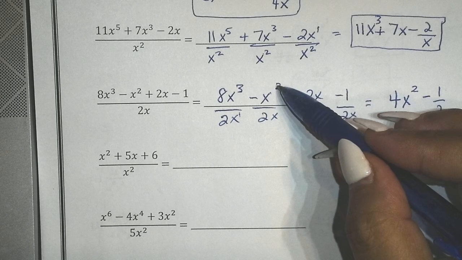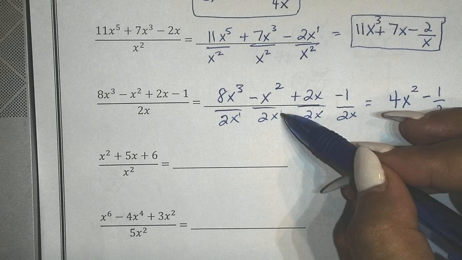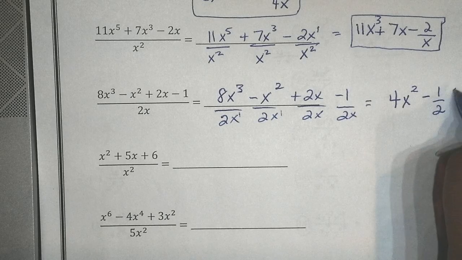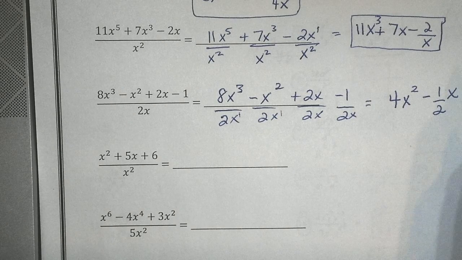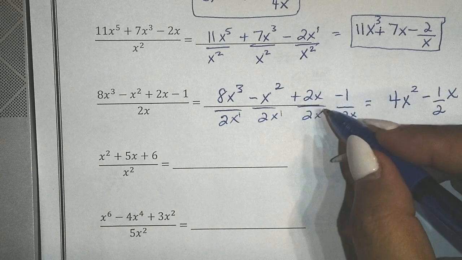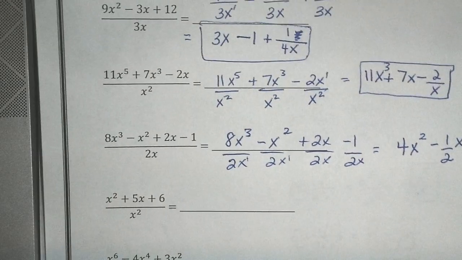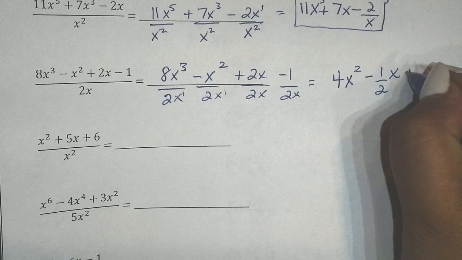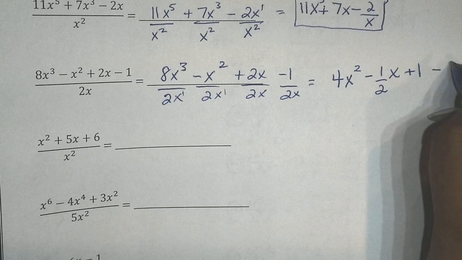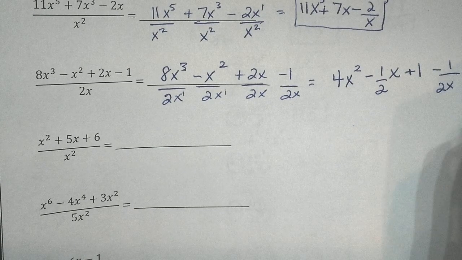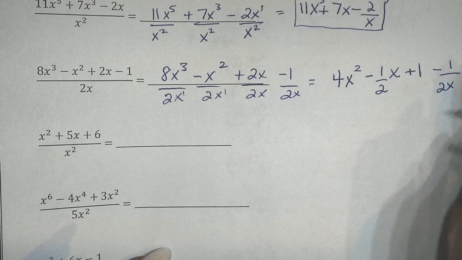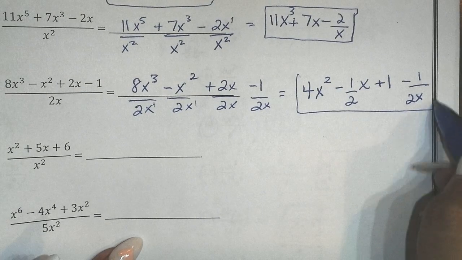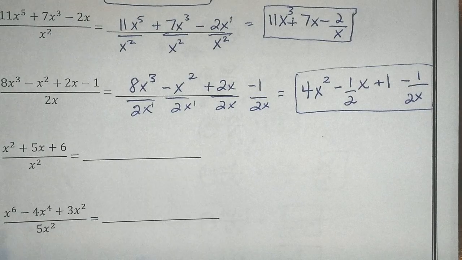Now x to the 2nd power divided by x to the 1 power, 2 minus 1 is 1. Now this is plus 1 because 2x divided by 2x is 1. It's the same thing on the top and the bottom. So that's plus 1. And then this is negative 1/2 x with the x on the bottom. Alright, that right there is my answer.